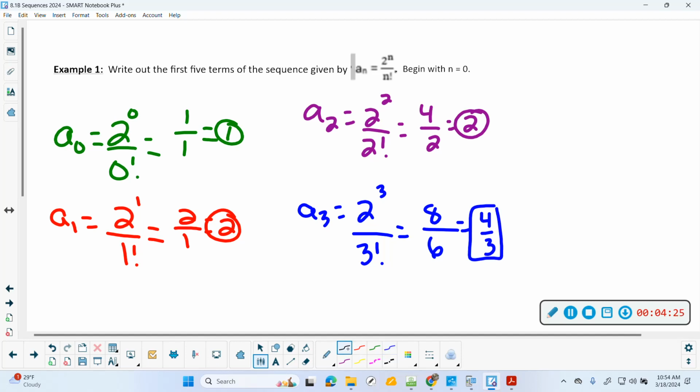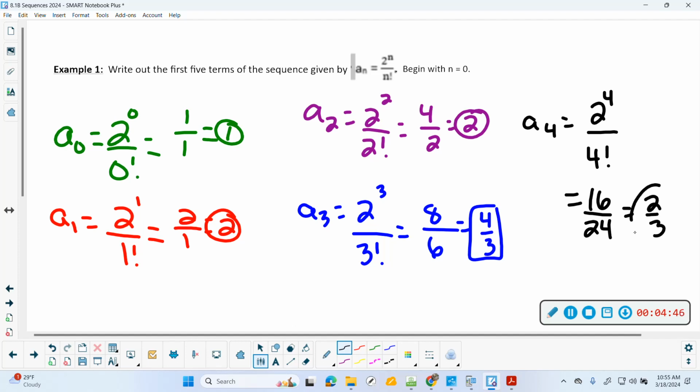All right, and then of course we want a total of 5 terms. You can see I've got 4 up here. Let's get this. All right, so we're going to have 2 to the 4th over 4 factorial. What's 2 to the 4th? 16. 4 factorial, 4 times 3 times 2 times 1. And let's reduce it.